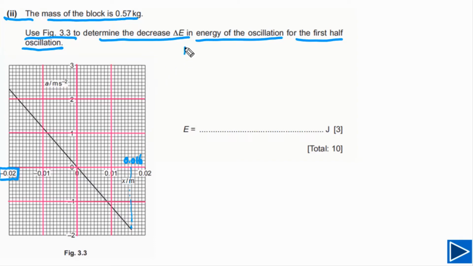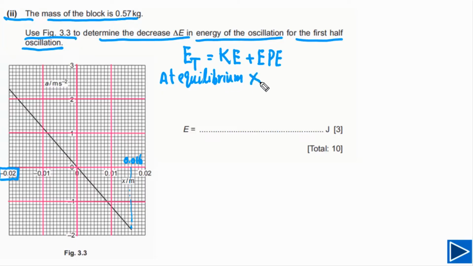So first thing, let's try to understand what is total energy of oscillation. E total, total energy of oscillations, is equal to kinetic energy plus elastic potential energy. If we talk about equilibrium, at equilibrium, displacement is equal to 0. If displacement is equal to 0, it simply means that there is only kinetic energy, means the total energy is only equal to kinetic energy. So EPE is equal to 0.